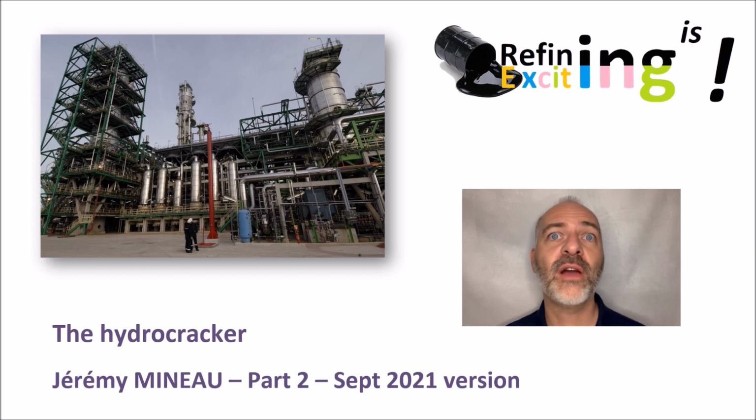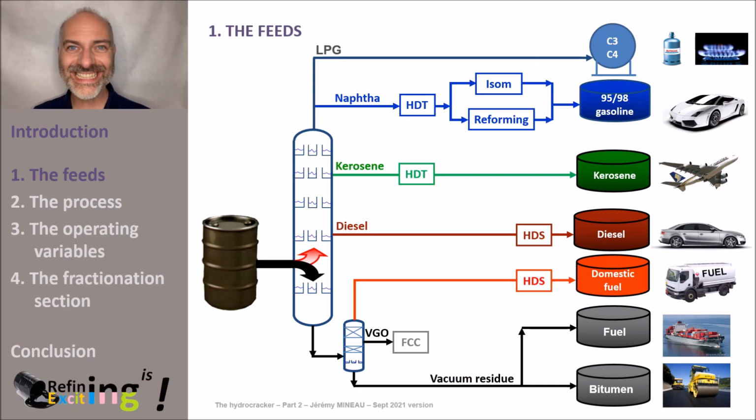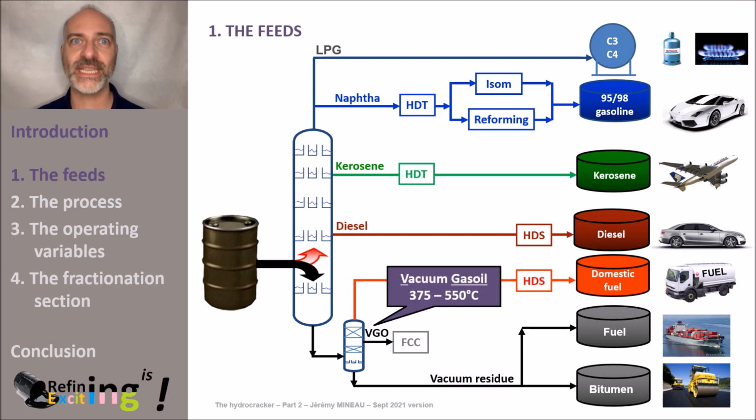In the first part, we have located the hydrocracker in the overall refining scheme. Let's now focus on the feed properties of the hydrocracking unit. As we have already well detailed in the MOOC dedicated to the FCC, the VGO has a typical distillation range between 375 and 550 degrees C.